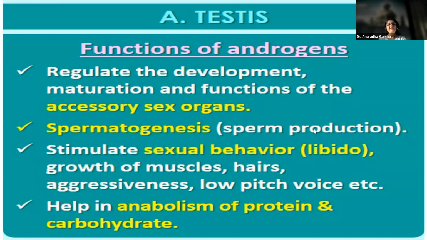Okay. So these all are going to be your examples of accessory sex organs. Females you have answered, yes. Females have not come yet. Then spermatogenesis, formation of sperm, of course. Stimulates sexual behavior, which is the libido, growth of muscles, hair, aggressiveness, low pitch. Males have got a low pitch voice. Females have got a high pitch voice. Help in anabolism of protein and carbohydrates. Anabolism means formation of proteins and formation of carbs. Okay, these are the functions of the hormones of the testes.